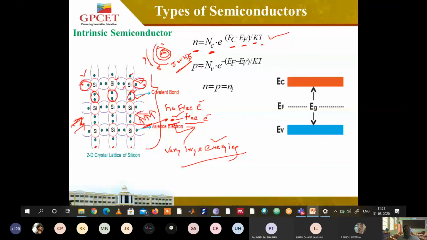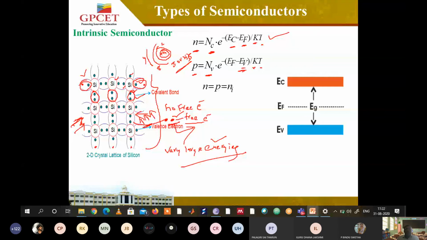Similarly, what is the concentration of holes in an intrinsic semiconductor? The concentration of holes P is given by P is equal to Nv, the effective mass of holes in the valence band, e power minus of Ef minus Ev divided by kT. Because the valence band energy level is lower than the Fermi energy level, you get e power minus of Ef minus Ev divided by kT here. Ef is the Fermi energy level, Ev is the valence band energy level, k is the Boltzmann constant, and T is temperature.